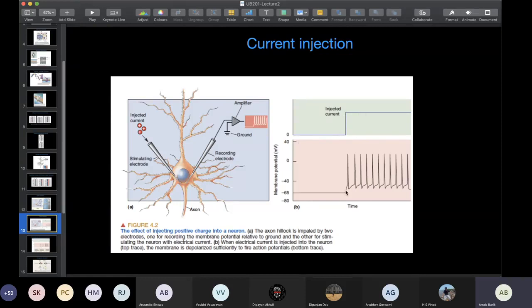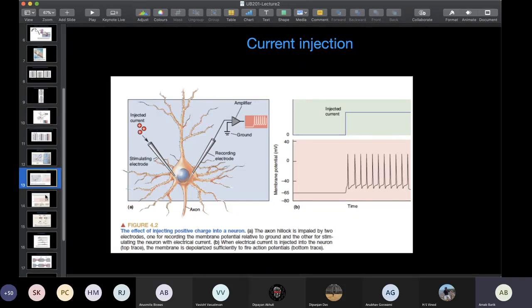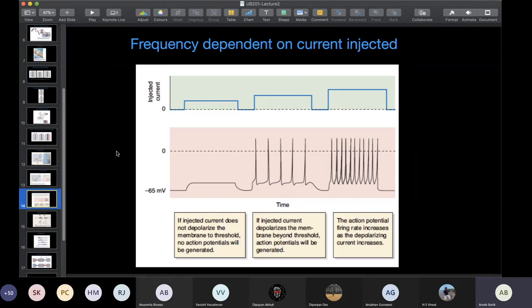So the action potential frequency is dependent on the amount of current that is injected, and that's much better explained in this figure, where as you increase the current, the frequency increases, but it has to get to a threshold. So this is the threshold. You will start getting action potentials when you inject that amount of current.